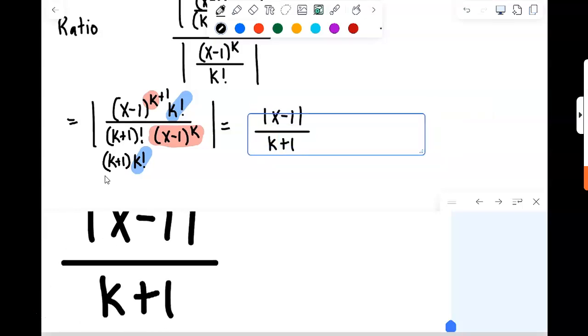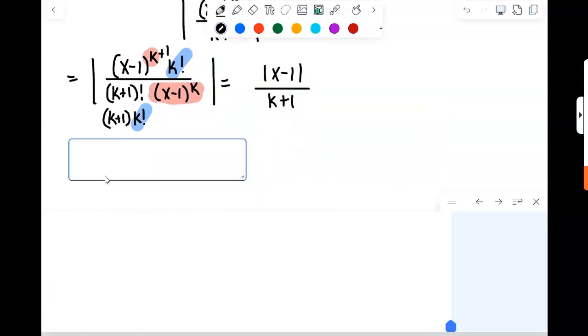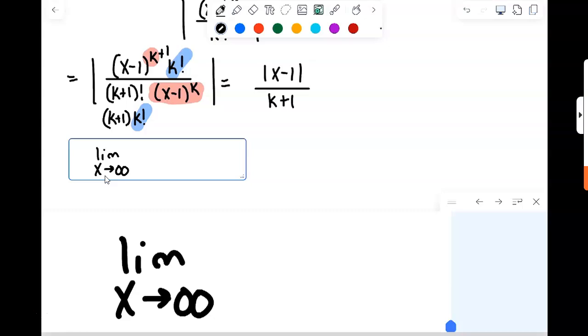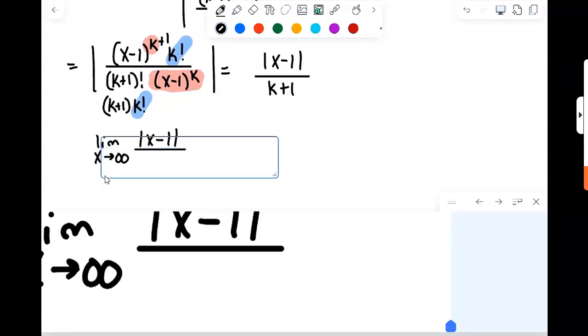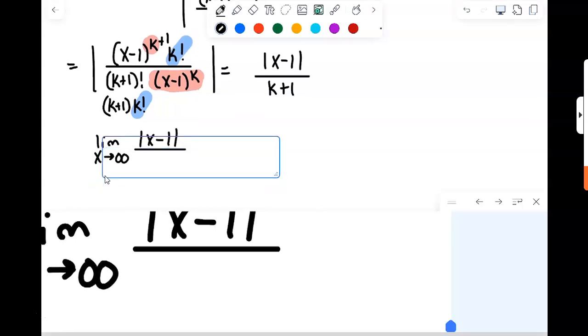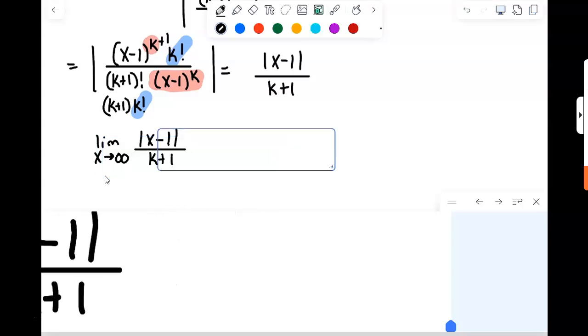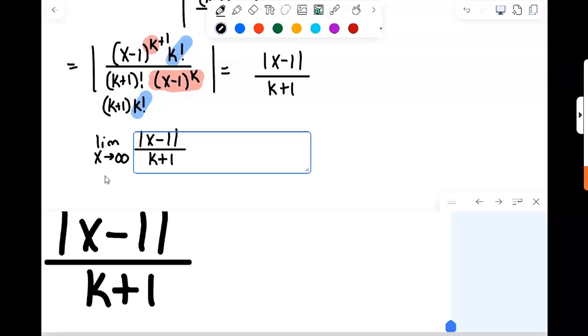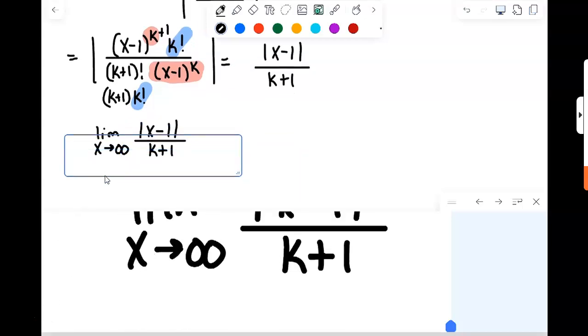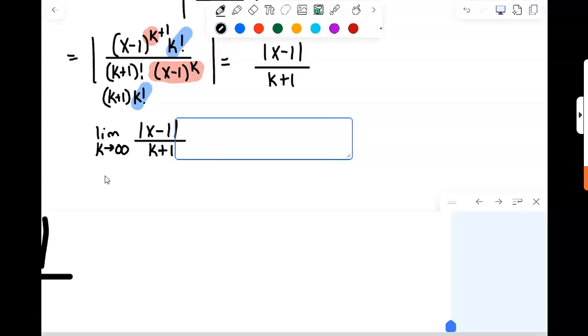Okay. And so that's the expression I'm going to be dealing with. And now with the ratio test, we want to look at the limit as k goes to infinity. Not as x goes to infinity, but as k goes to infinity. x is again just a number. So the absolute value of x minus 1 is just going to be a number. But as k goes to infinity, the denominator will go to infinity. And here I said k, but I wrote x. Got to watch out for doing that. Bad habit of doing that sometimes.